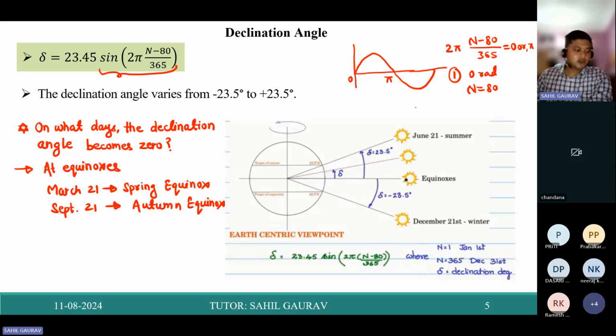So how do we get n equal to 80? Starting from January, there are 31 days in January, and in February, generally we consider a non-leap year, so it is 28 days, and to make n equal to 80, we have to take 21. So this denotes 21 March.